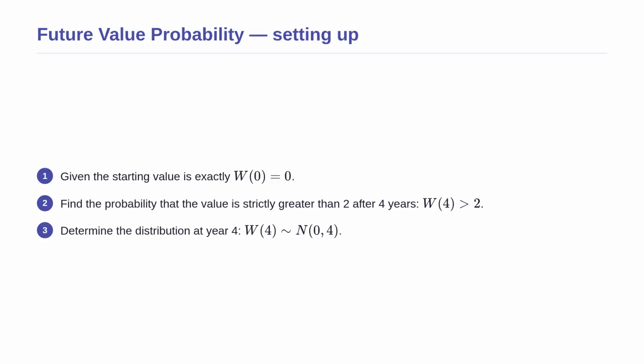Before we move on, let us see this with a concrete example. Suppose we are modeling a financial variable. We know it starts at 0, and we want to find the probability that its value will be strictly greater than 2 after exactly 4 years. To solve this, we first determine the exact probability distribution at our target time of 4 years. Using our increment formula, we know the value follows a normal distribution with a mean of 0 and a variance of 4, representing the accumulated uncertainty over those 4 years.